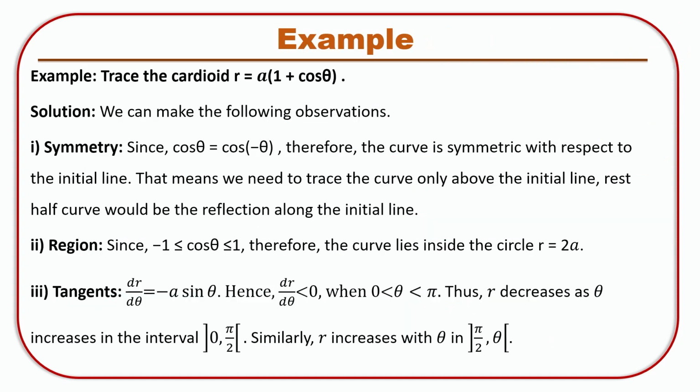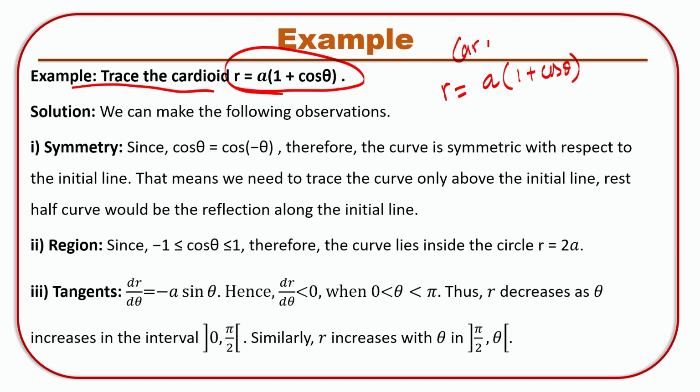And so, trace the cardioid r equal to a into 1 plus cos theta. This is the example, and we are going to trace it. What it looks like in geometry, r equal to a into 1 plus cos theta, is sometimes called a cardioid. So let me give you the solution first.